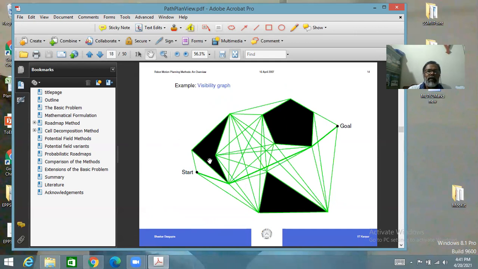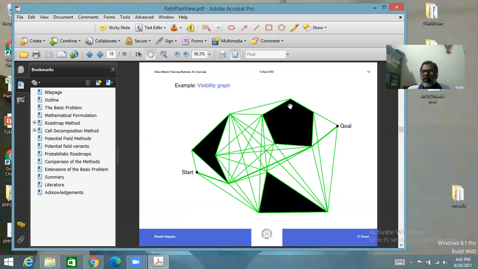Okay. So suppose these are three C obstacles, polygonal, and connecting all the vertices to others which are visible, you get this connection, this connection, this connection, but you don't connect this vertex with this vertex because part of it is going through the opaque obstacle. So all these green lines are edges of the roadmap, okay, the graph. And these vertices are the nodes 1, 2, 3, 4, 5, 6, and so on.